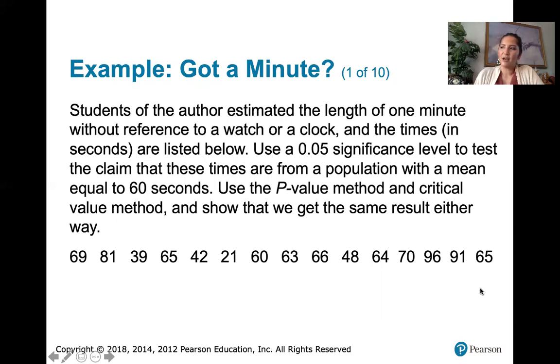These are estimates of how long a minute is, just very subjectively. We're asked to use a 0.05 significance level to test the claim that these times are from a population with a mean that's equal to 60 seconds. Here we want to use the p-value method and the critical value method and show that we get the same result either way.